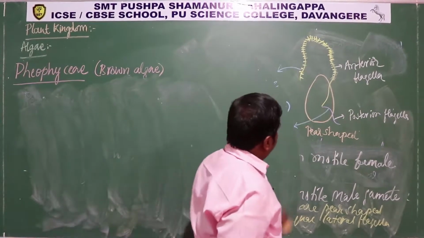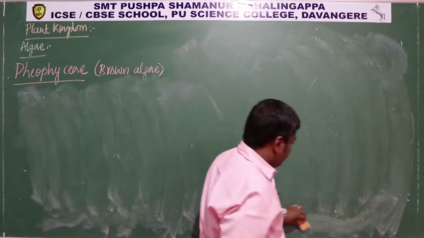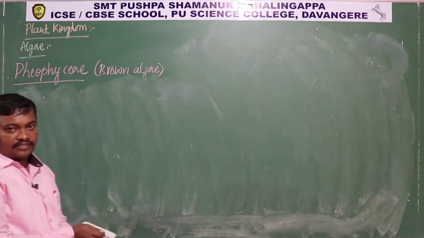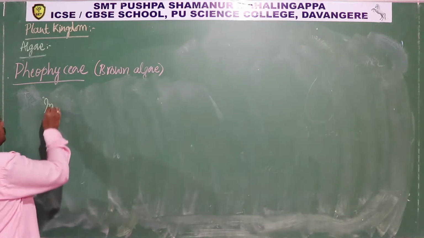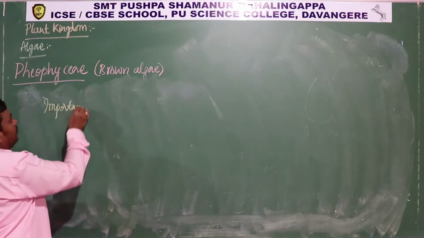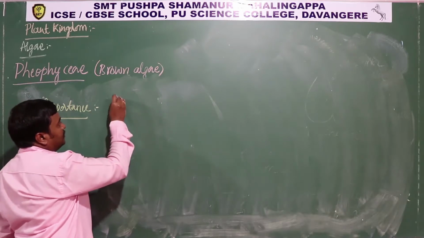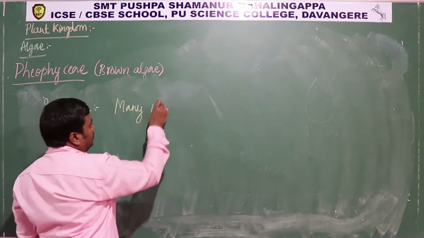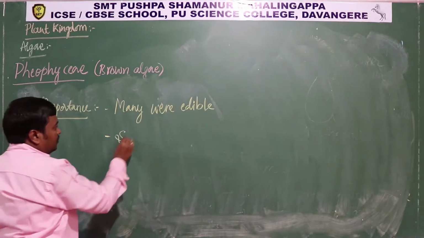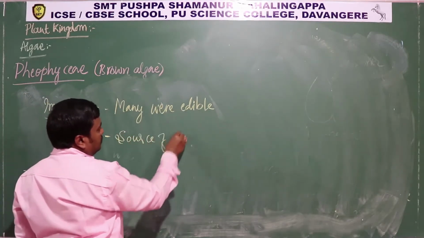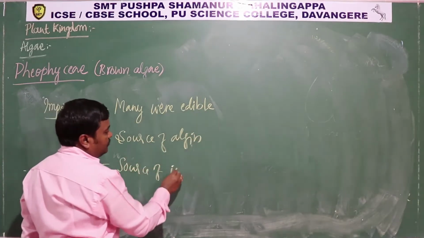Many of these phaeophyceae members are used as food. Many species are edible, including sargassum, a plant that is a good source of iodine. They also have importance as a source of algin. Algin is isolated, and iodine as well.